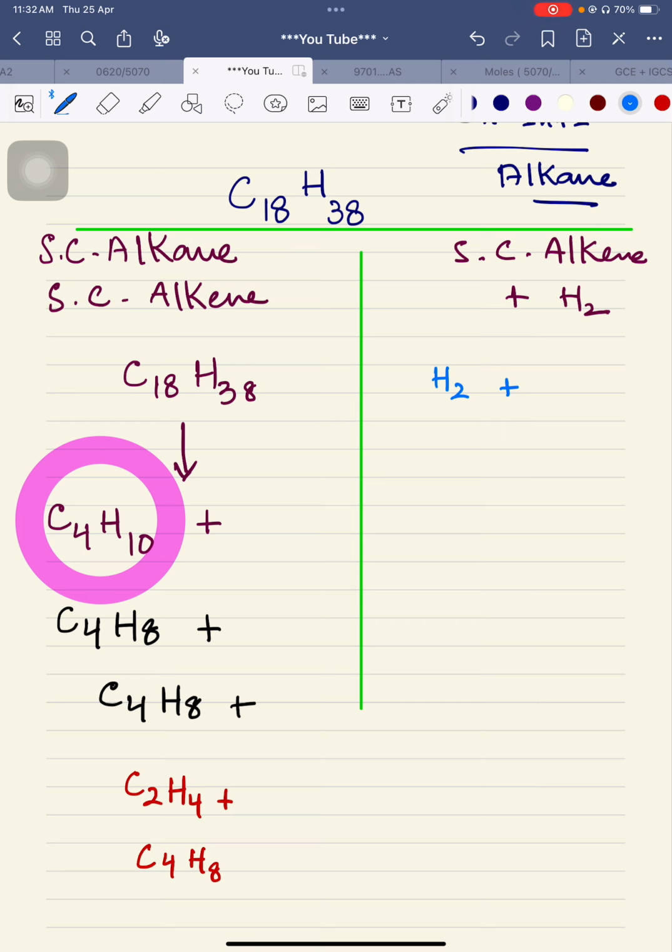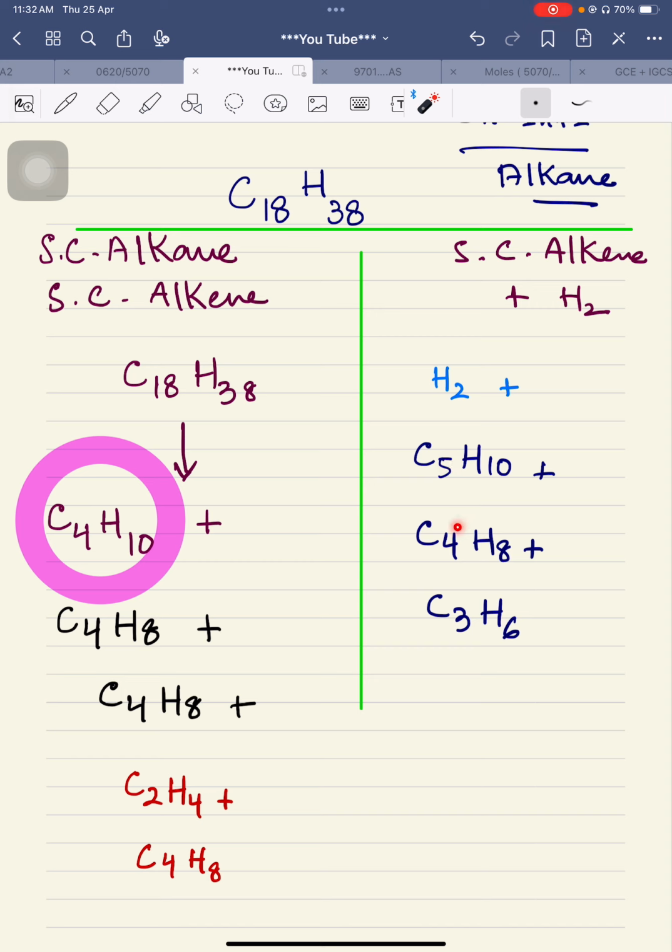So here I am writing the next one, the alkenes. Now it is C5H10. Then it is C4H8, and then it is C3H6. Now count it: 5 and 4, 9, 9 and 3, 12. Oh, it is 18 and it is left with 6. Then can I say that it is one C4H8 and the other C2H4? Yes, C4H8 and C2H4.